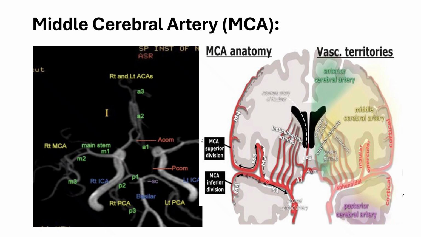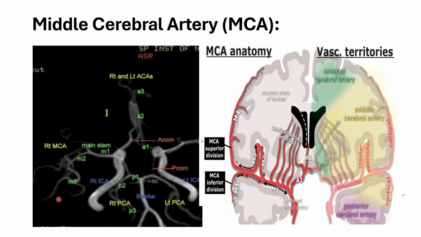M2 is the insular branch, and the branches course over the insula and supply the deep structures. M3 is the opercular branch and it supplies the operculum, whereas M4 is the cortical branch and this extensively supplies the cortical surface of the frontal, temporal and parietal lobes. The common variations include the duplicated MCA, accessory MCA or early bifurcation of the MCA, which can influence collateral flow and stroke risk.